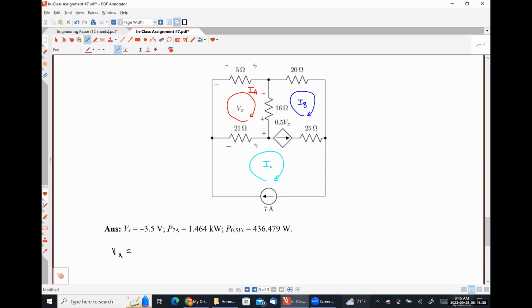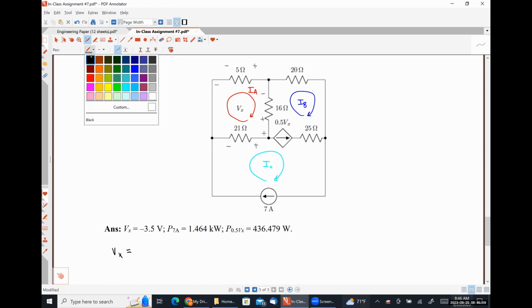So what should the voltage drop across the 21 ohm resistor look like with positive polarity on the right, negative polarity on the left? Isaiah, you want to take a crack at it? So IA minus IC times 21 ohms. I agree with that.